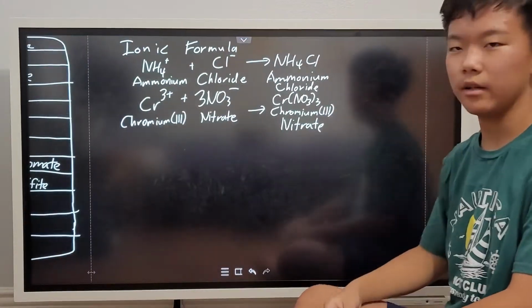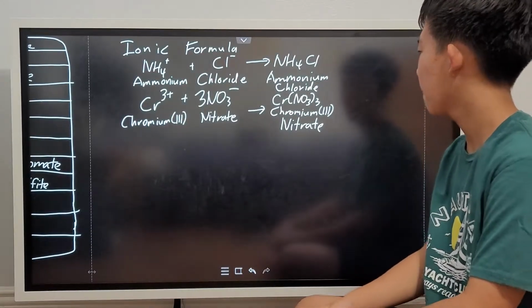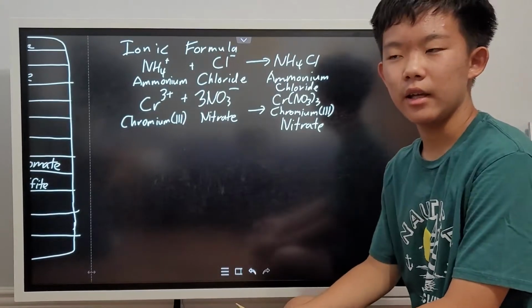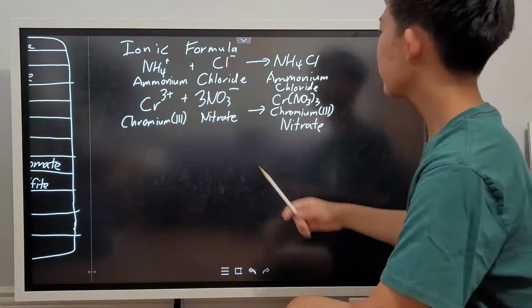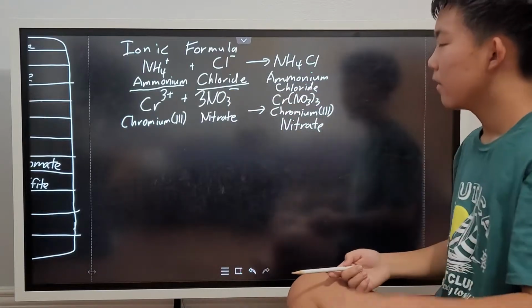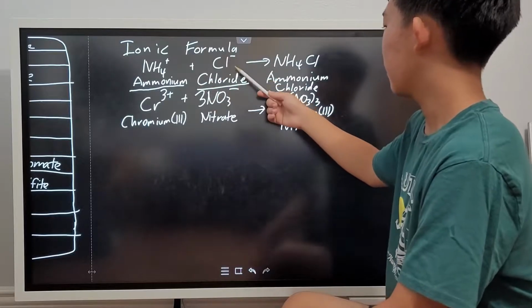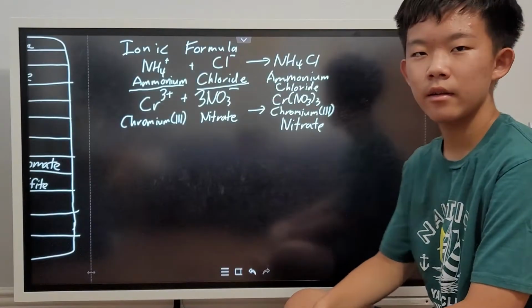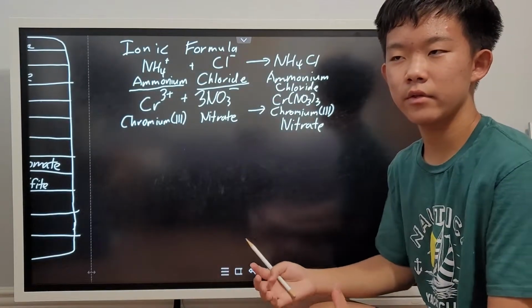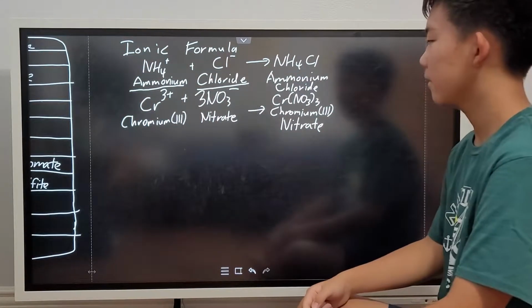So now let's look at ionic formulas, or more like the name of ionic compounds. When you make a name of an ionic compound, you first call the cation's name and then the anion's name. Here, I have ammonium ion, which is our cation, and chloride as our anion. So the ionic compound that forms from these will be logically called ammonium chloride.